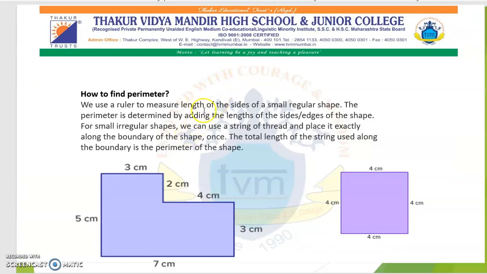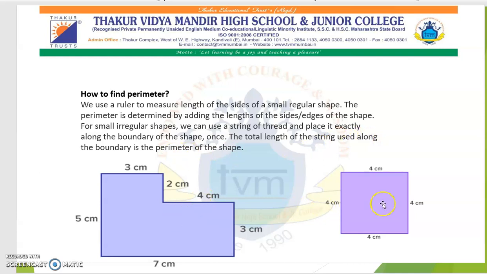How to find perimeter? We use a ruler to measure the length of the sides of a small regular shape. The perimeter is determined by adding the length of the sides of the shape. For small irregular shapes, we can use a string of thread and place it exactly along the boundary of the shape. The total length of the string used along the boundary is the perimeter of the shape.